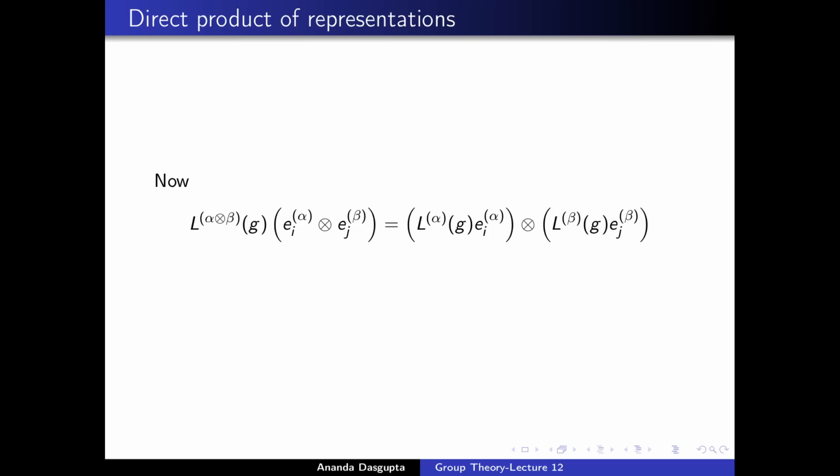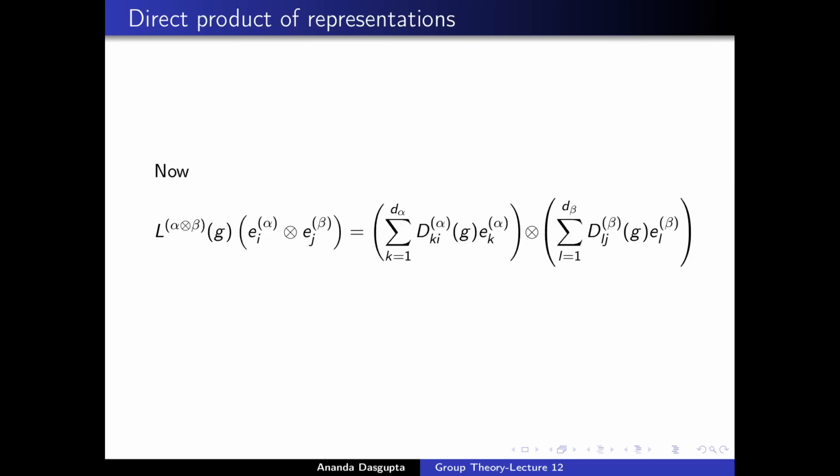Now, since L^α(G) has an equivalent matrix, and so does L^β(G), we can use that to figure out what happens to the basis vector e_i^α ⊗ e_j^β of the direct product space under the action of L^α ⊗ β(G). And this is all that really happens.